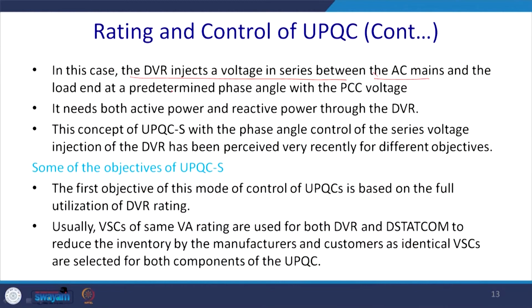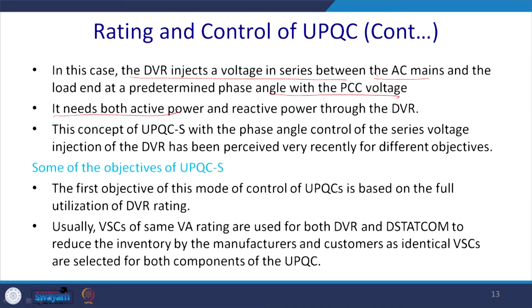In this configuration, the DVR injects the voltage in series between the AC mains and the load end at a predetermined phase voltage, and that will optimally compensate the rating with respect to the PCC, not in phase or in quadrature. It is some optimal angle that is required to be calculated. It needs both active and reactive power through the DVR.